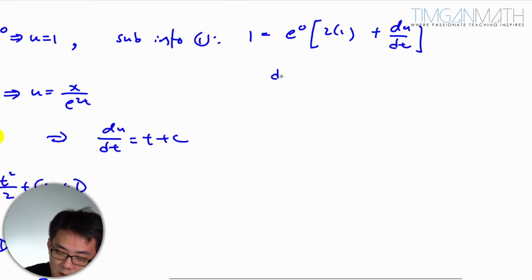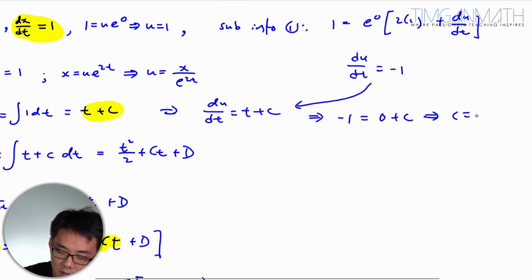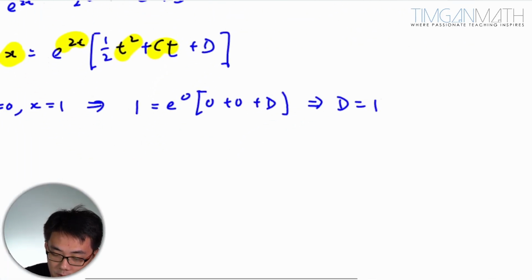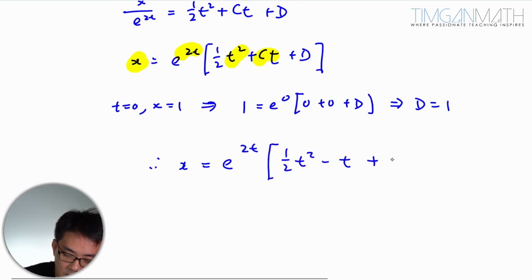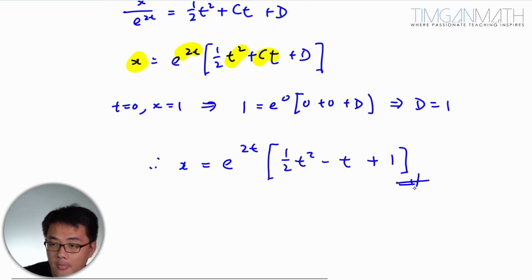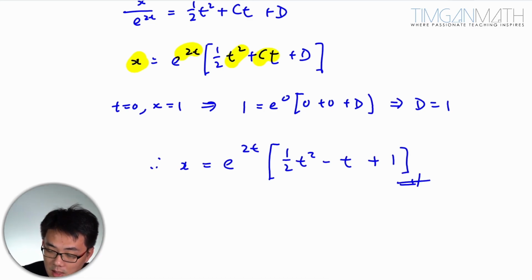So du/dt is actually equal to -1. So sub it in here. You will get -1 equals 0 plus c. So c is actually -1. Okay, so from here, what we get is hence x equals e to the t, plus half t squared, minus t, plus 1.